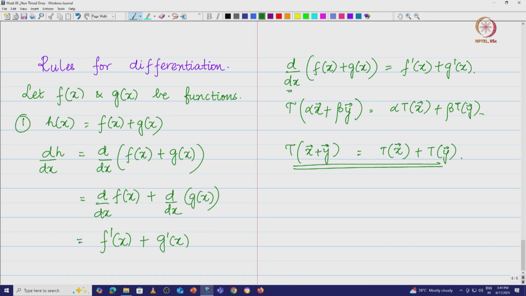So the derivative of a sum is equal to the sum of the derivatives. The second most important property that we are going to look at is, suppose I have h of x defined as the product of two functions, f of x into g of x. So how are we going to look at the derivative of h with respect to x, which is nothing but d by dx of, let us say, f of x into g of x.